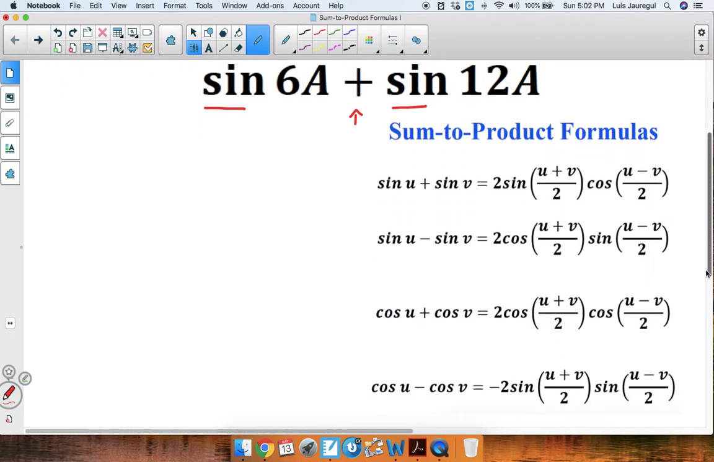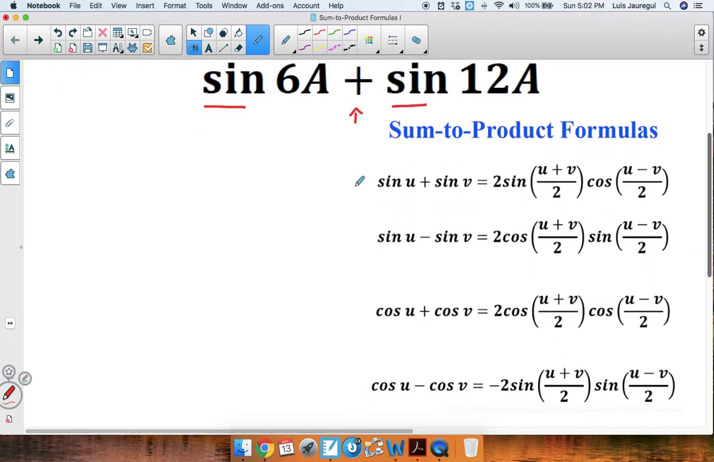Now notice that given the four formulas, the first one is the one that involves sine added to another sine. So we're going to say the following: since the input here is u and the input here is v, then u will be equal to 6a and v will be equal to 12a.